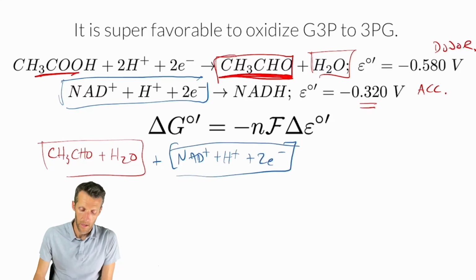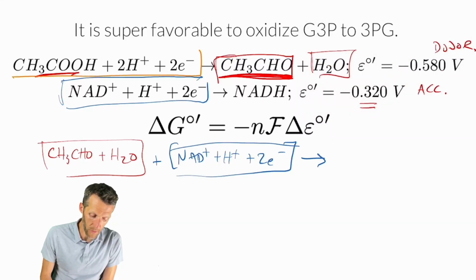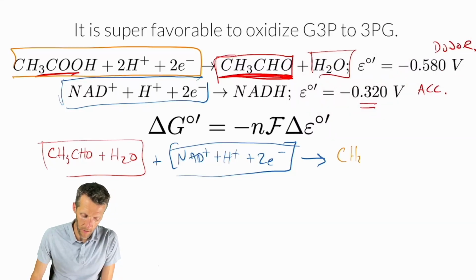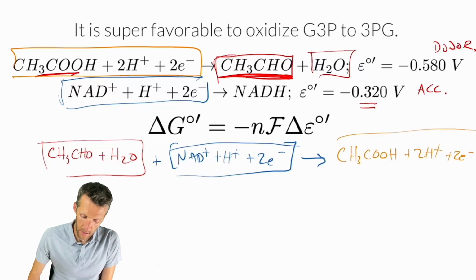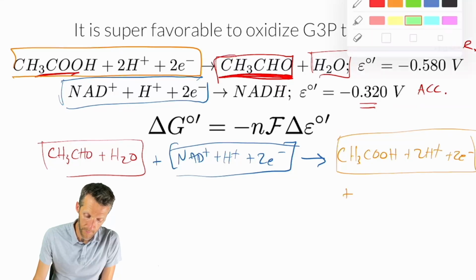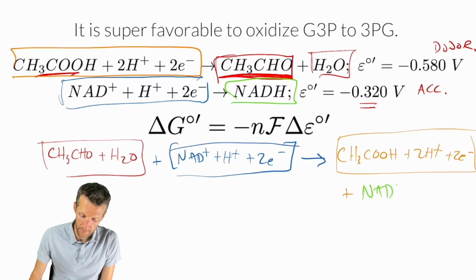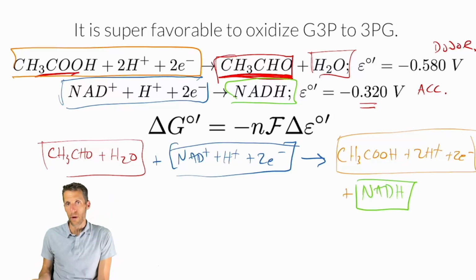Great. So we have flipped over the donor side and we've kept the acceptor side intact. And we'll use a different color here. We're going to write this one there. So this is CH3COOH plus 2H plus 2e minus. So that is there. And then we are combining that with NADH, sorry. So that gives us our NADH. Right, so we've set up the reaction.